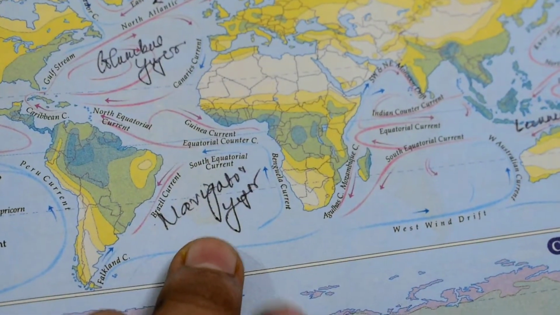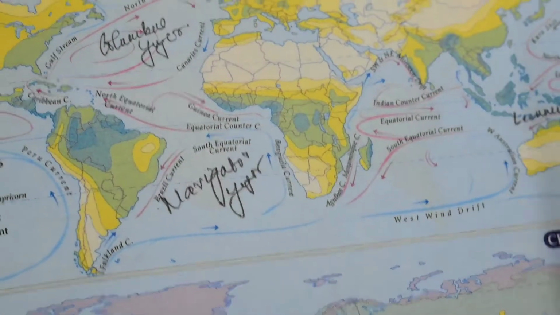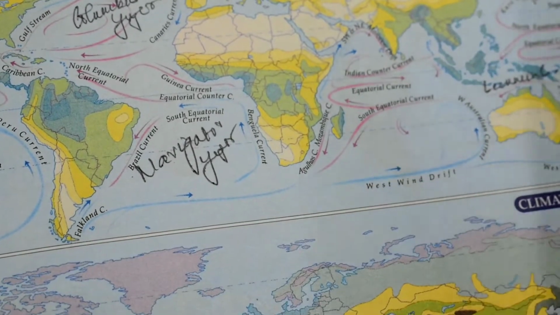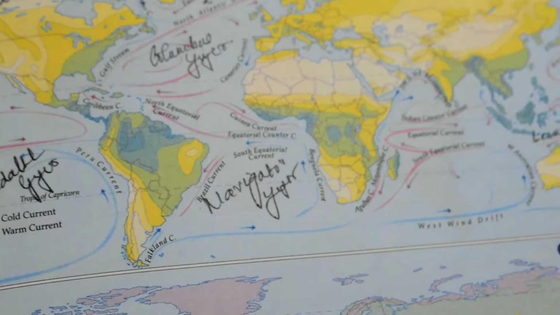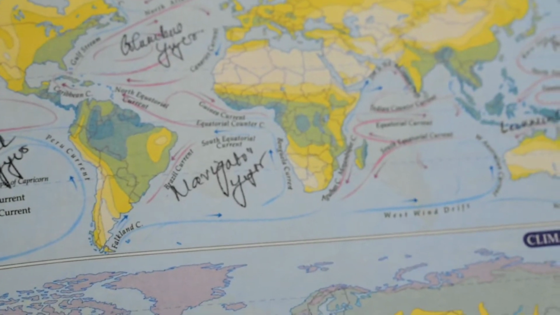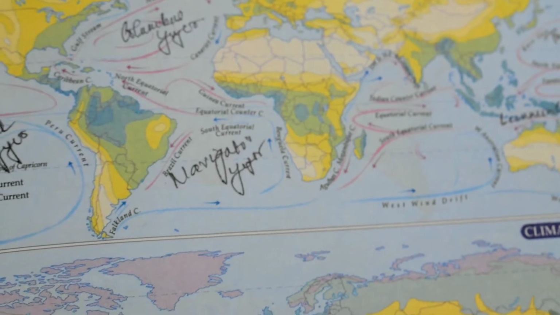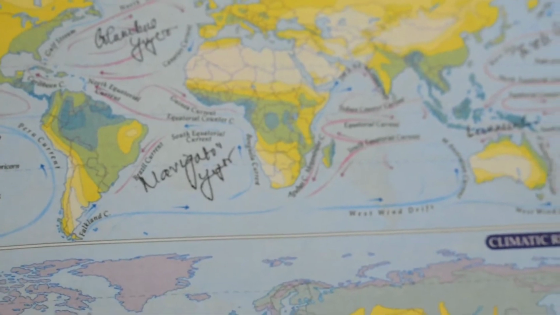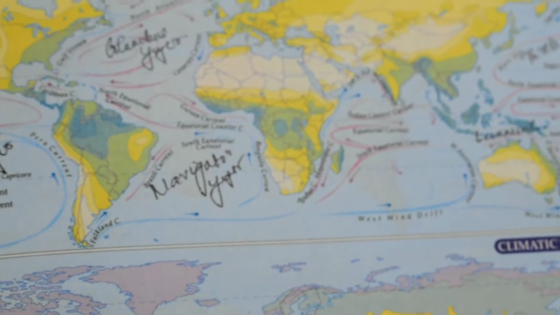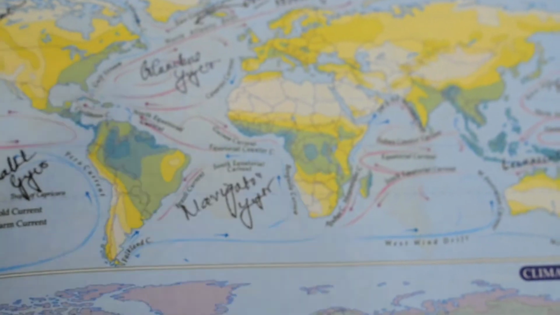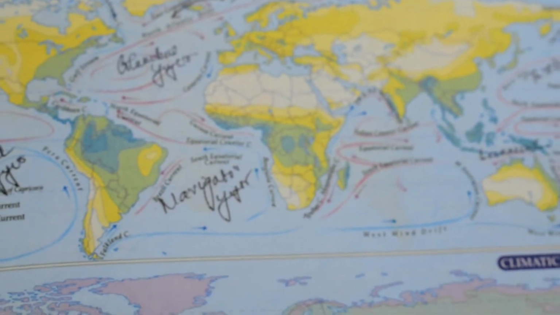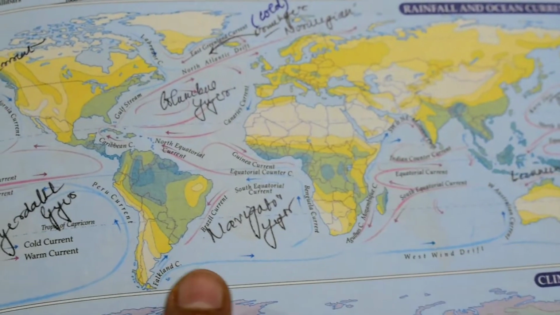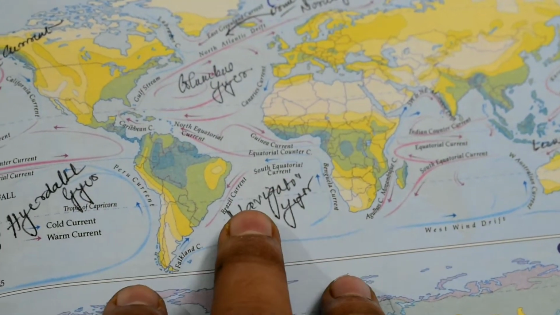This gyre over here in the South Atlantic Ocean is the Navigator gyre. Who was this navigator actually? There was this one king, King Henry, and he was called Henry the Navigator. He was a king of Portugal, and he had opened a college which used to train people in sailing and navigation. I'm talking of the 1500s. Back then, a king took so much interest in sailing, navigation, and understanding and exploring the oceans. So this gyre is named after him. This is the Navigator gyre.